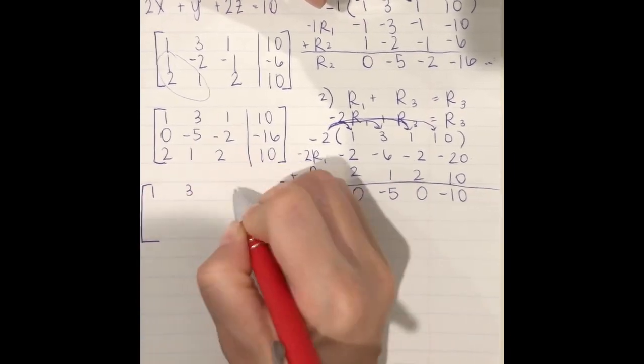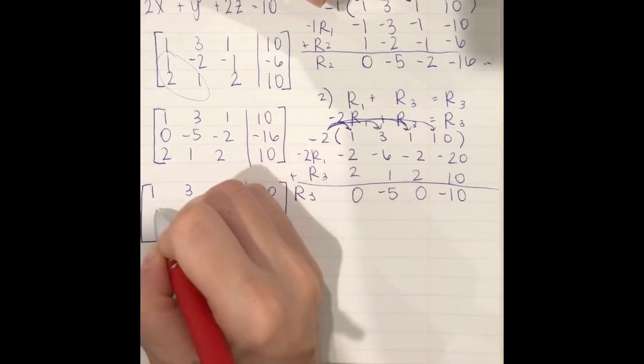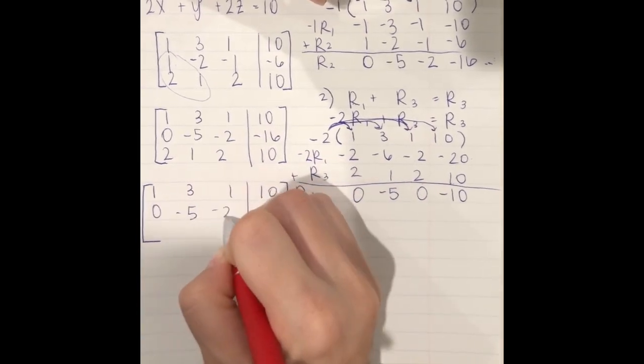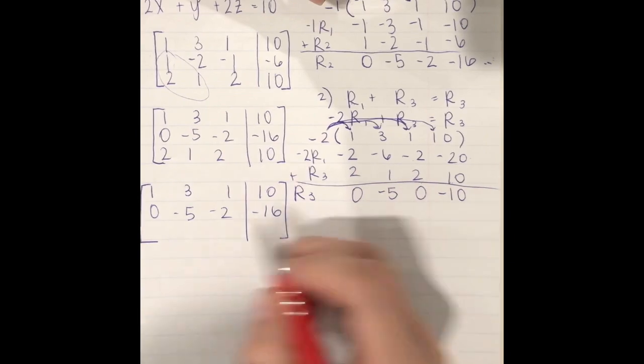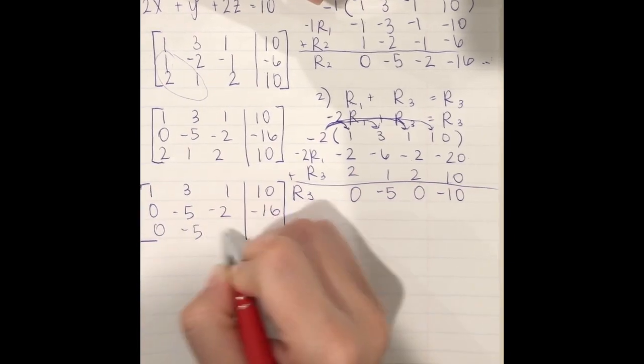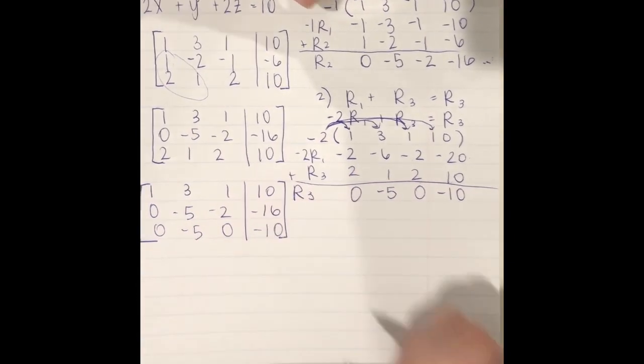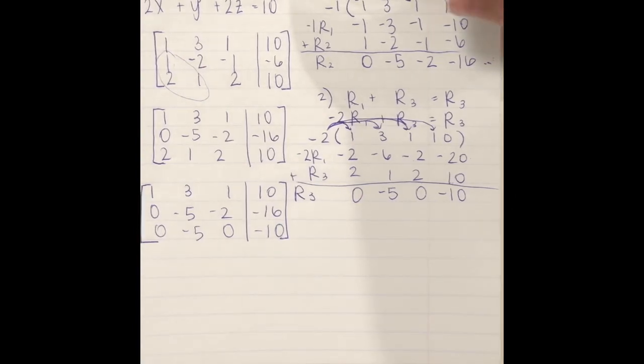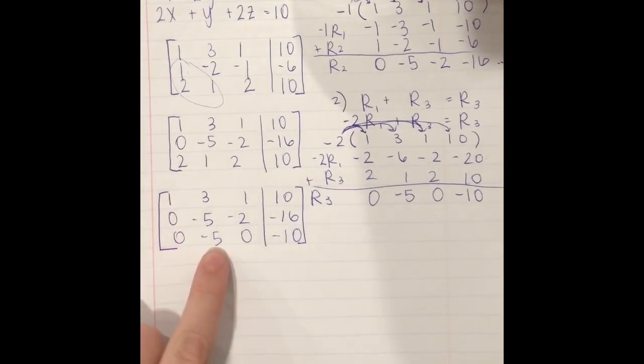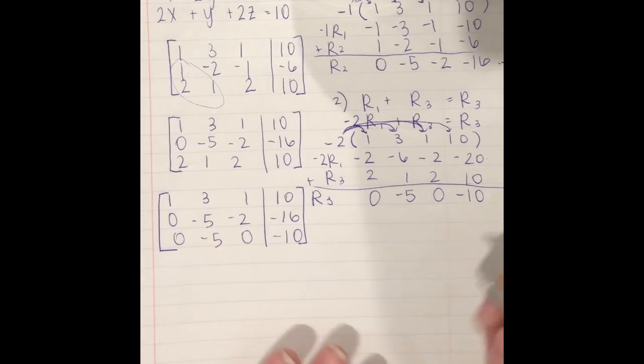Keeping row 1 and row 2 the same this time, but replacing row 3 now with 0, negative 5, 0, and negative 10. So we're close. We now have these two as zeros. We just need to make this one a 0, okay?